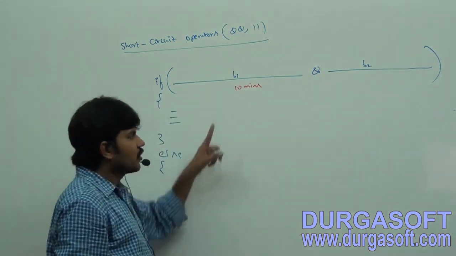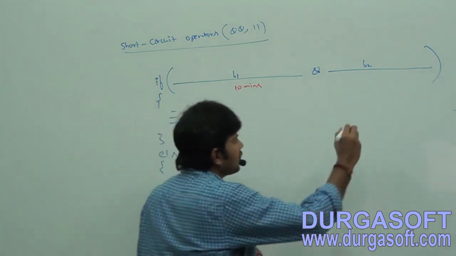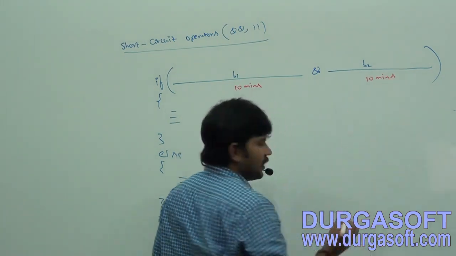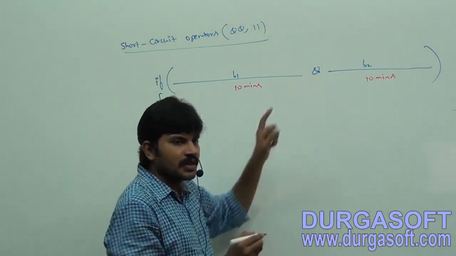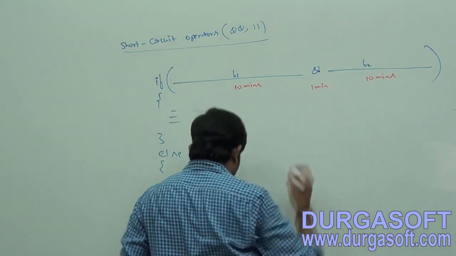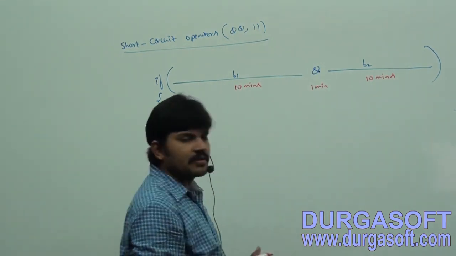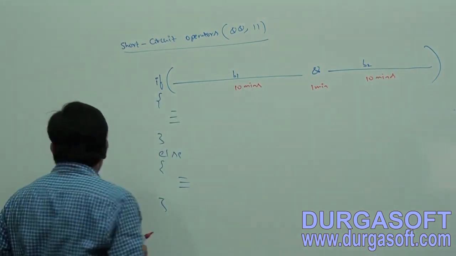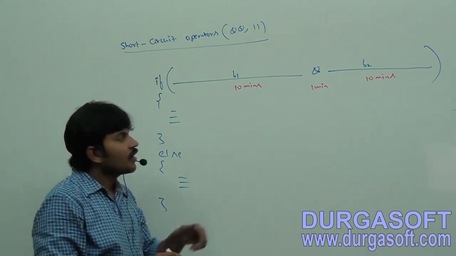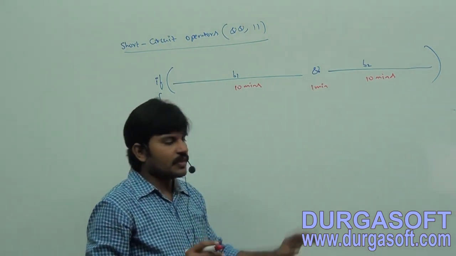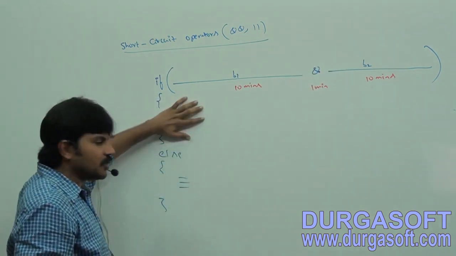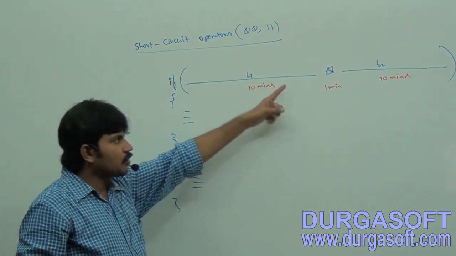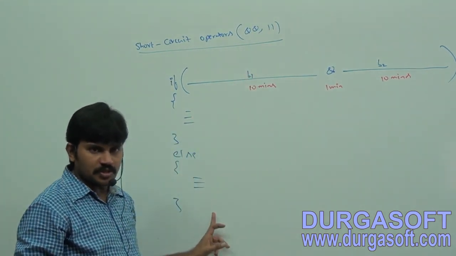To evaluate this part, b1, assume 10 minutes of time is required. To evaluate the other one, 10 minutes of time is required. Then to evaluate the AND operator, another 1 minute is required. Total, how much time is required to evaluate this? 21 minutes. After 21 minutes, if it is true, execute this part, else execute this part. That is our requirement, right?